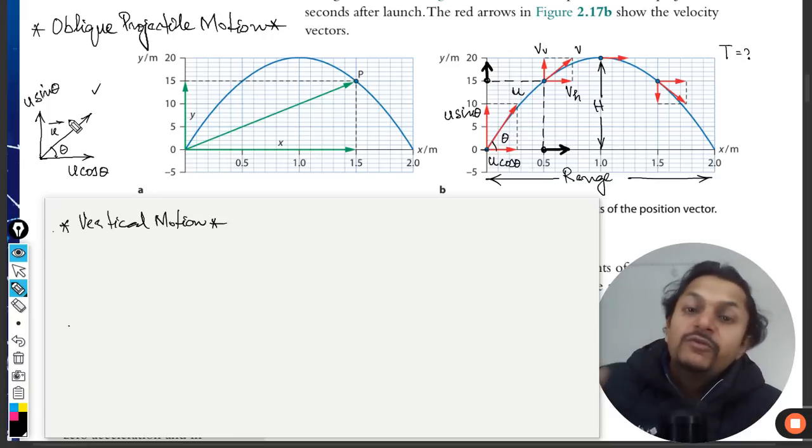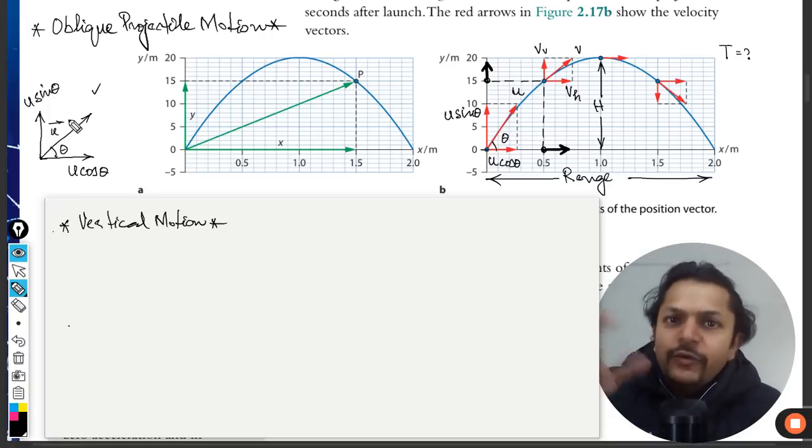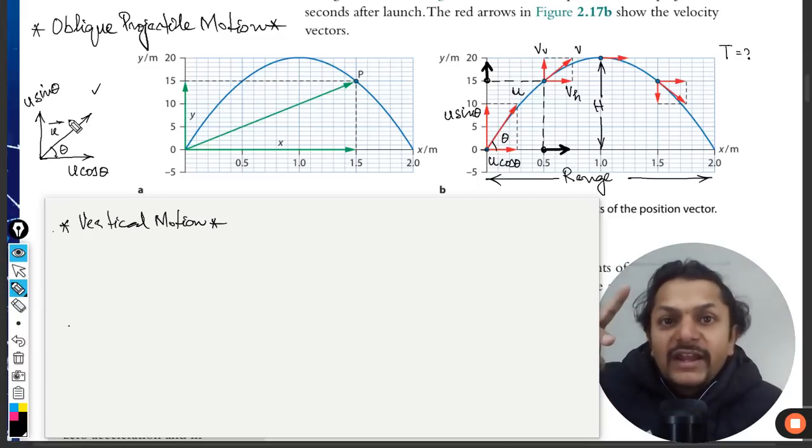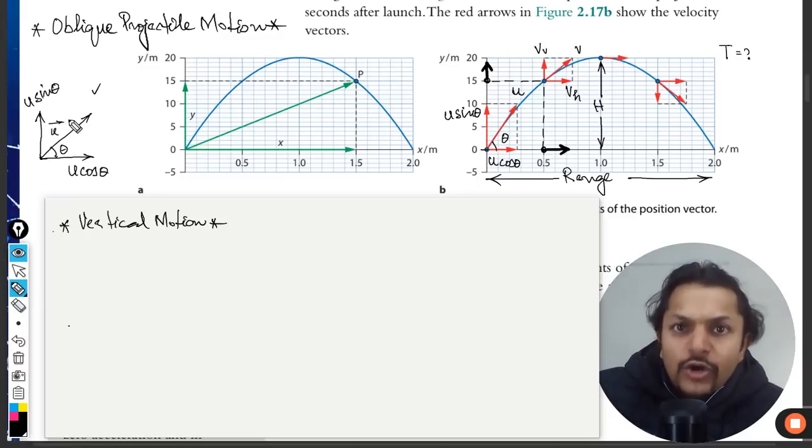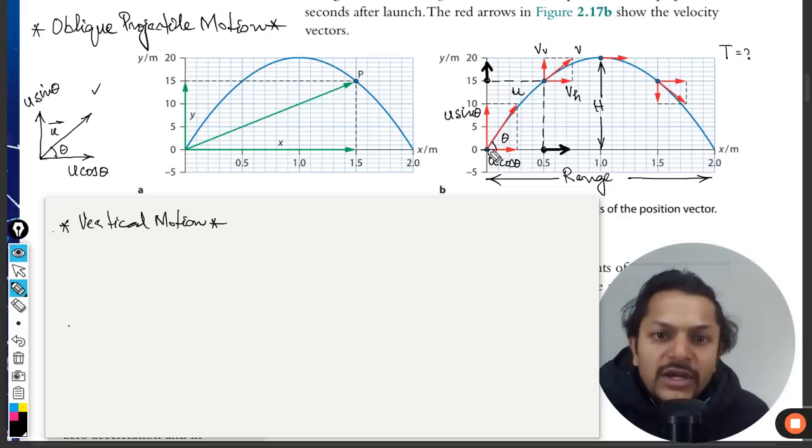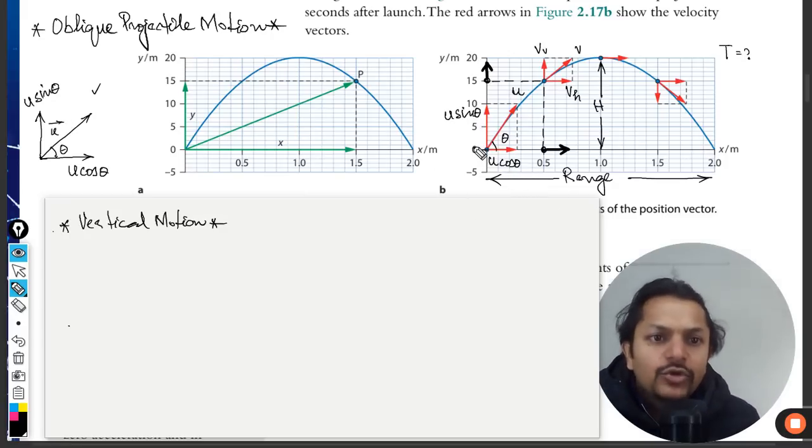Like when we would be doing the inclined plane and the forces on an inclined plane, we will divide those forces into their components. We would be using the same concept. So this is u cos theta and u sin theta now. So now we are referring to the vertical motion.